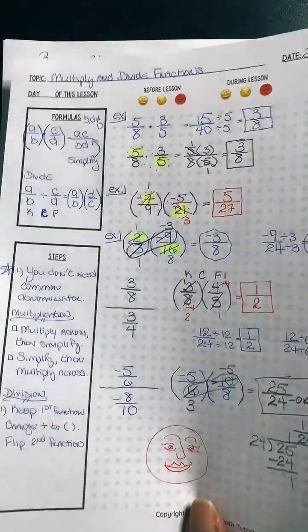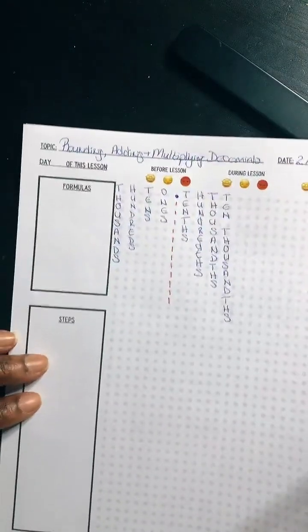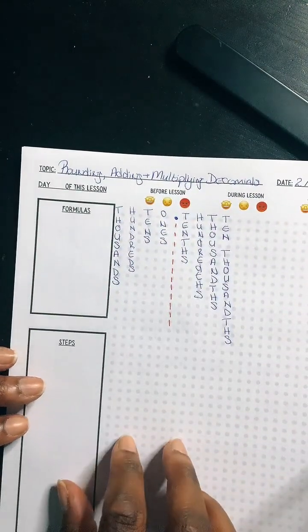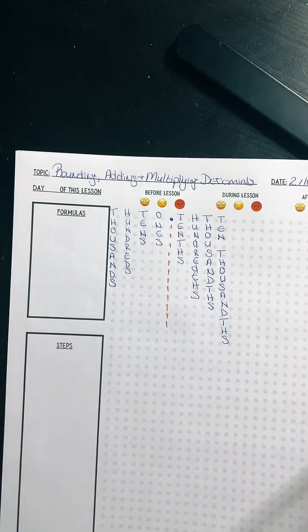But just for tonight, we're just going to go with this spiel. All right. We're going to do some rounding and adding and multiplying decimals.